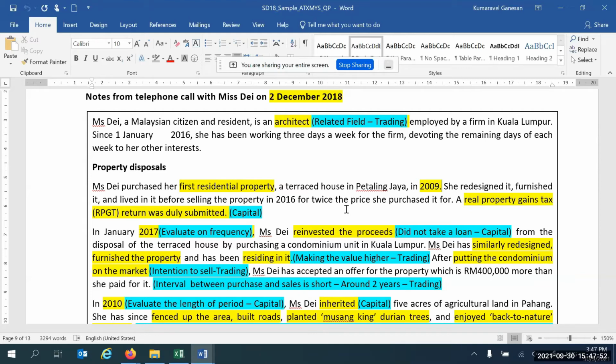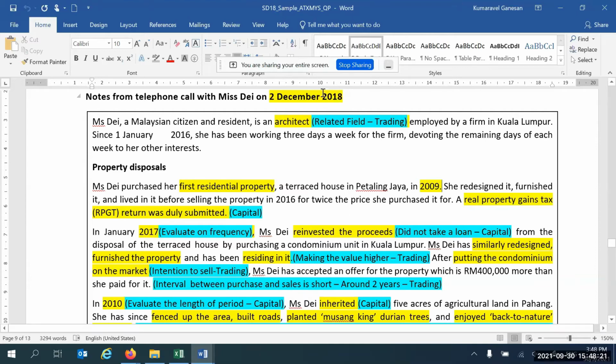Okay, now 400,000 more doesn't matter. Like I told you, what is the intention at the time of purchase? Whether it's capital or trading, people will definitely sell above the purchase price. Nobody wants to sell at a loss. So you see, they will never, ever put the acquisition and disposal date together because they want you to think.